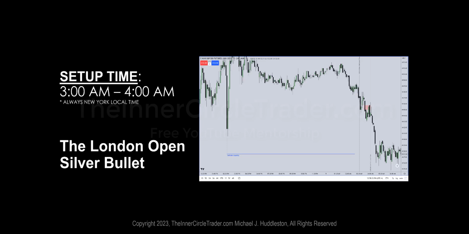First setup time is 3 a.m. to 4 a.m. Now, we're always referring to New York local time. So whenever I'm referring to a specific time, whether it be a window of time or a very specific time of the day, you have to have your charts calibrated to New York local time. Wherever that is, whenever that is, in your area. If we're observing daylight savings time, then you observe daylight savings time. That way it removes all the uncertainty and confusion. Whatever it is in New York, that local time, that's what you're using when you're charting. This is the London Open Silver Bullet.